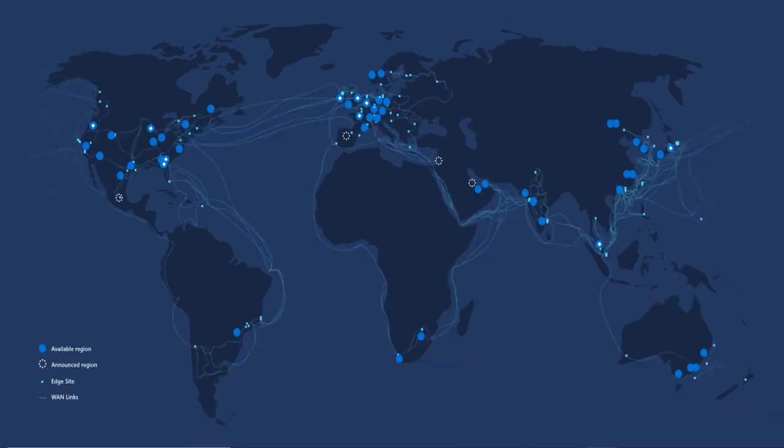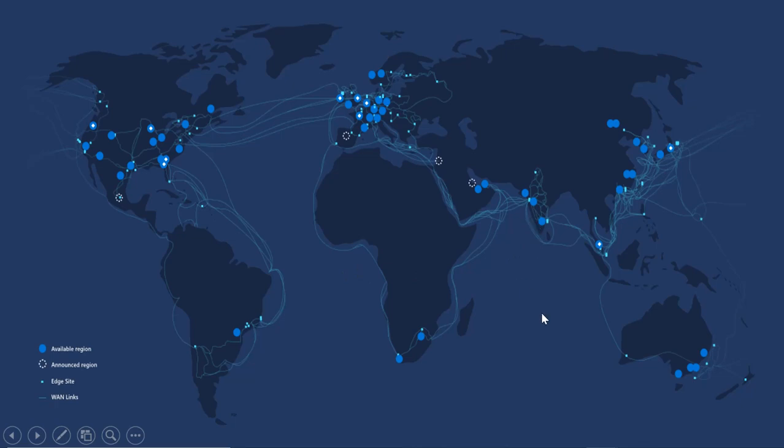And this is how they are connected to each other. So all the regions of Azure data centers are connected each other. And this blue color dots are the available regions, and this dotted circles are the announced region, so not yet in live. And this rectangular dot, that is the square dot, is the edge site. And these lines are the WAN links which connects all the regions. So even you can notice every country is connected with two WAN links. It means that every country connected with redundant connectivity.